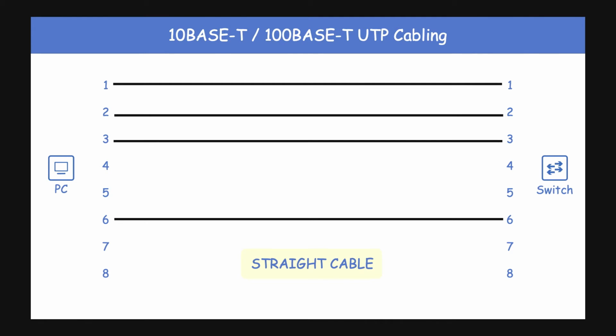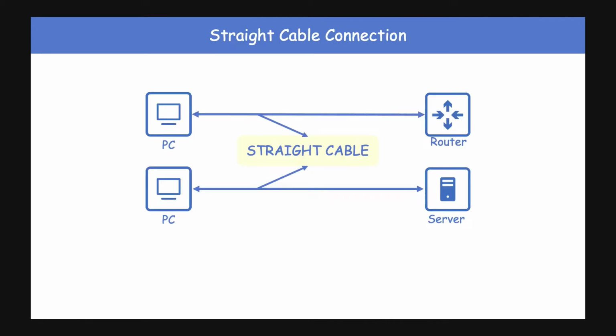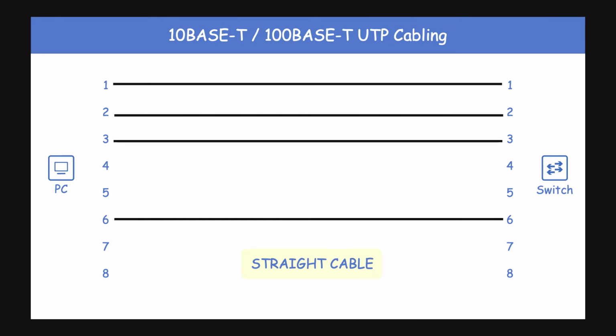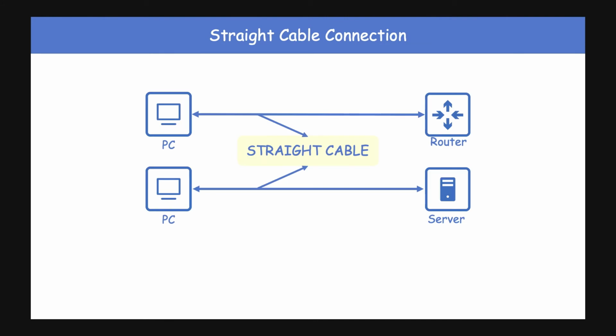A straight-through cable like this is used to connect a PC with a switch. Devices like PCs, routers, servers, etc. transmit on pin 1 and 2 and receive on pin 3 and 6. Therefore, if we were to connect these devices with one another using a straight cable, no communication will take place.